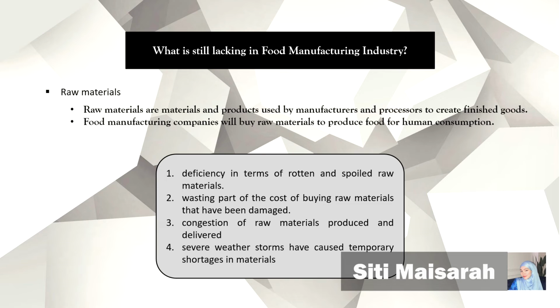First, they may be deficient in terms of rotten and damaged raw materials. Hence, they have also wasted some of the cost of buying raw materials that have been damaged. Over the past 2 years, factors like labor shortage and COVID-related factory shutdowns have led to a bottleneck effect of raw material being produced and shipped. Other factors, such as severe weather storms, have led to temporary shortages in certain materials over the course of the pandemic.